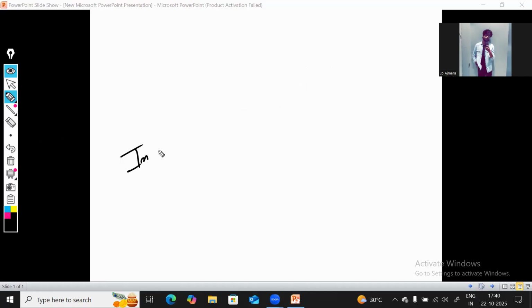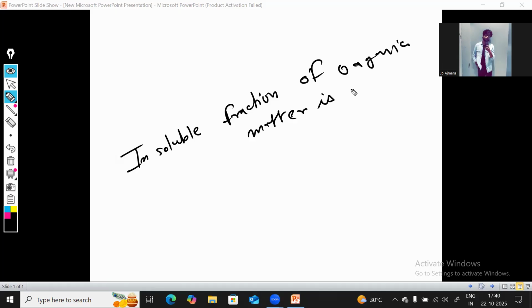Insoluble fraction of organic matter is that. This is a very famous question. Just five days ago in the RPSC examination, I think the examination name is ARO, or maybe something else, I do not know the particular examination name, but the same question appeared in the examination. The answer was humin.